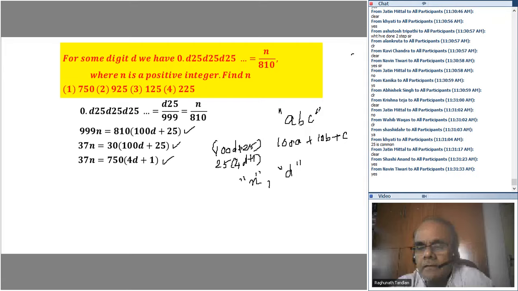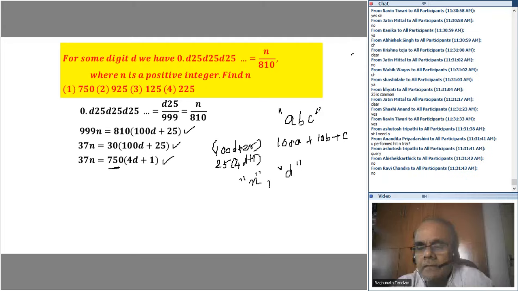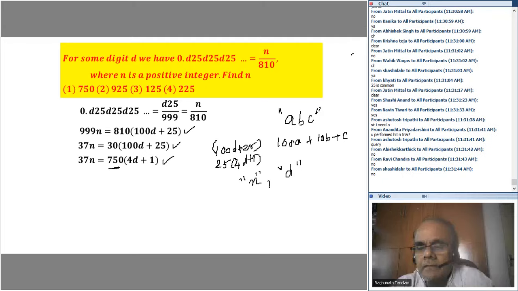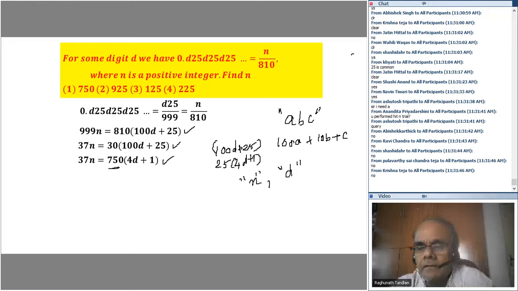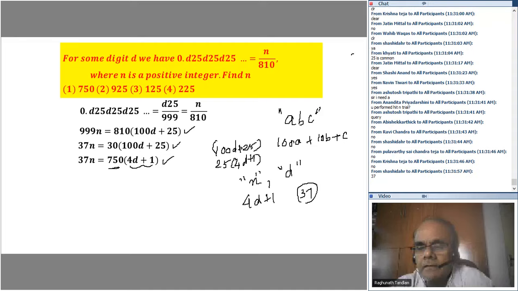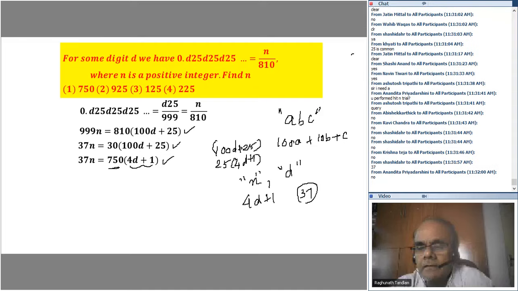Now, is 750 divided by 37? Wait, I'll finish. Is 750 divided by 9? So therefore, 4d plus 1 should be divided by 9. 4d plus 1 should be divisible by 9. So what's the value of d? d has to be 9. Therefore, d should be 9. Are we clear now?